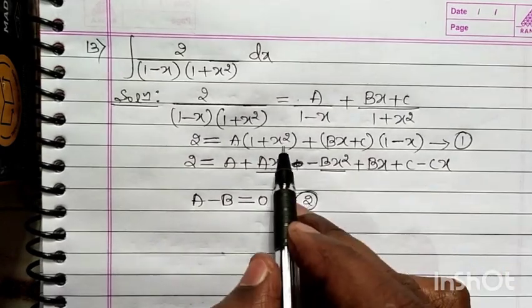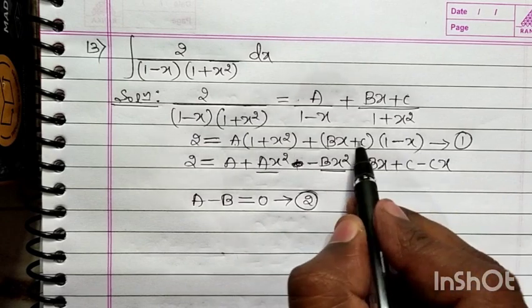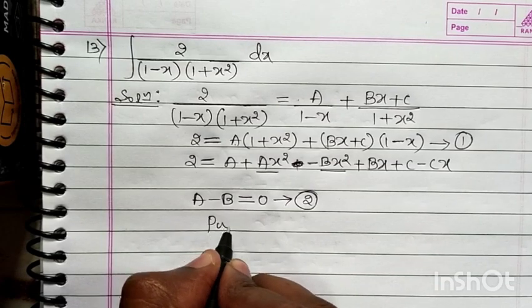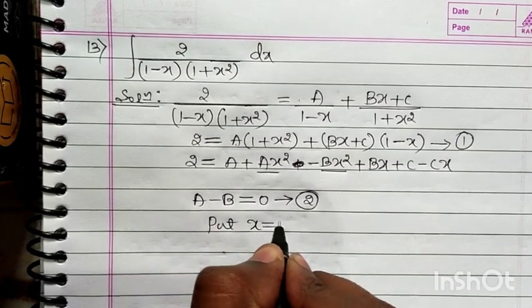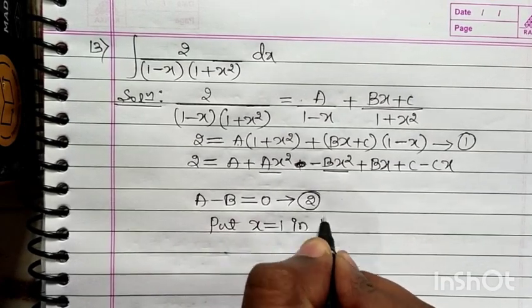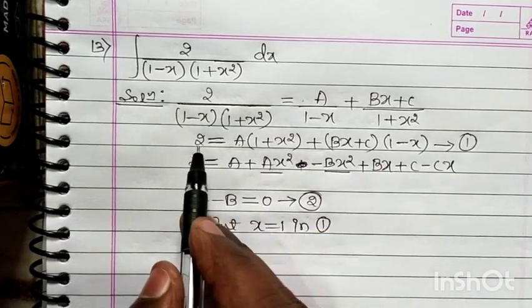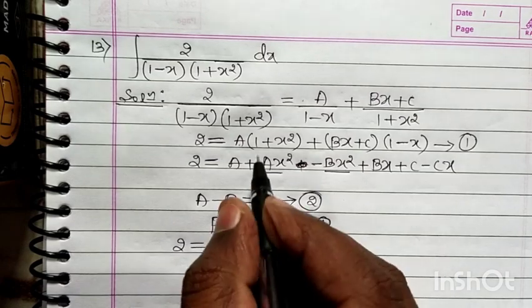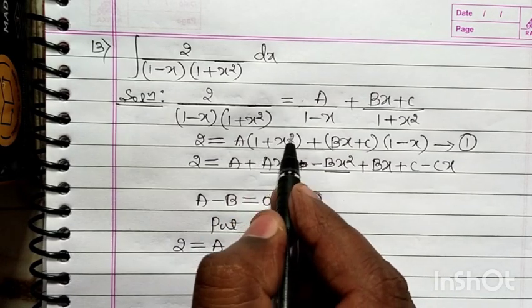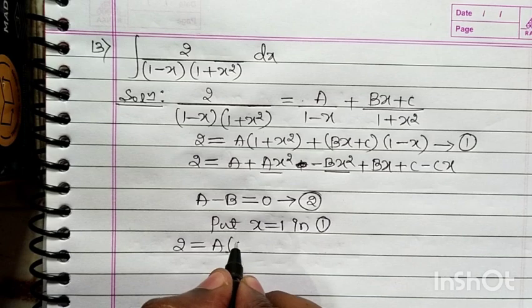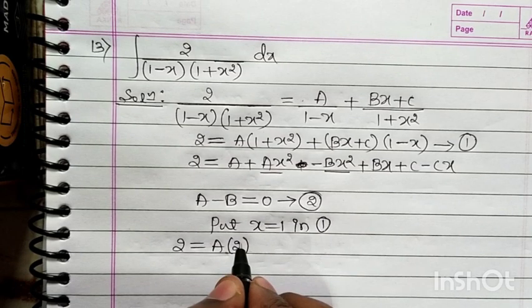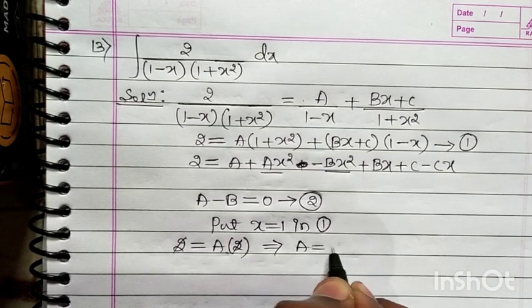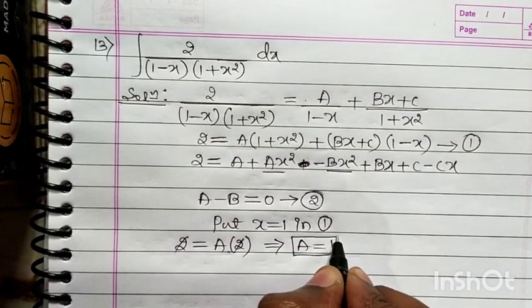Now we can go for the substitution. Put x equal to 1, that means this entire term becomes 0. Put x equals 1 in equation number 1. So we get 2 is equal to a into the bracket (1 plus 1 square will be 1), 1 plus 1 is 2. So now 2 and 2 cancel, we get a equal to 1. The value of a is 1.